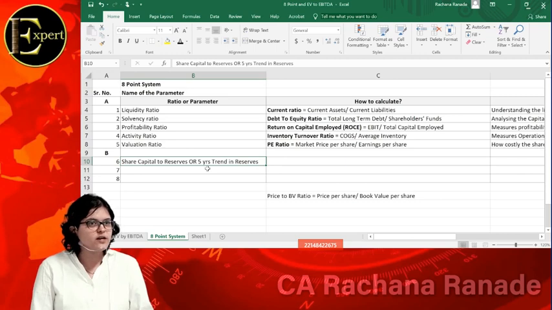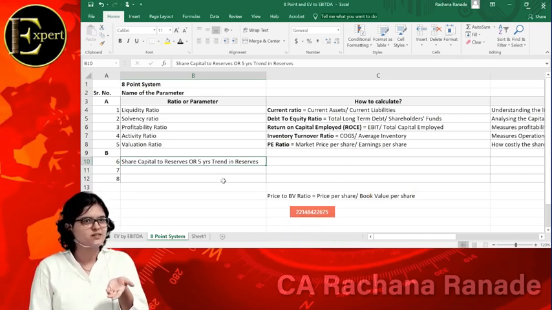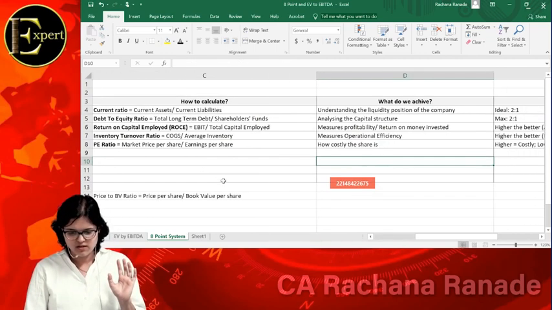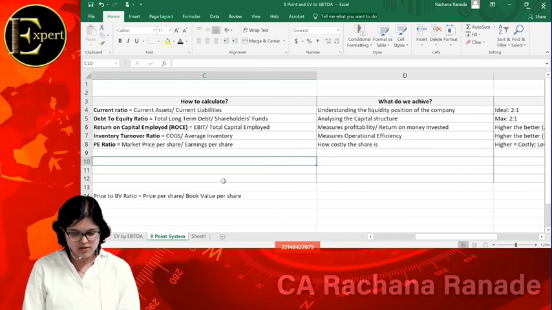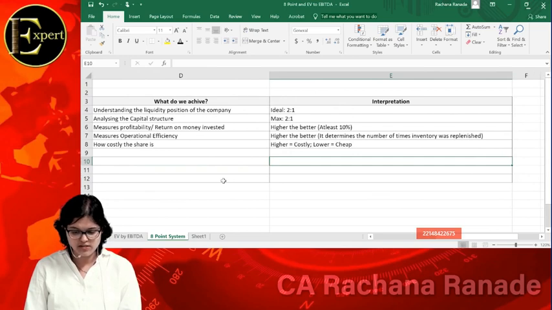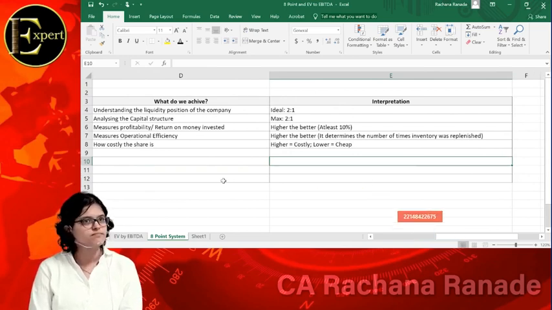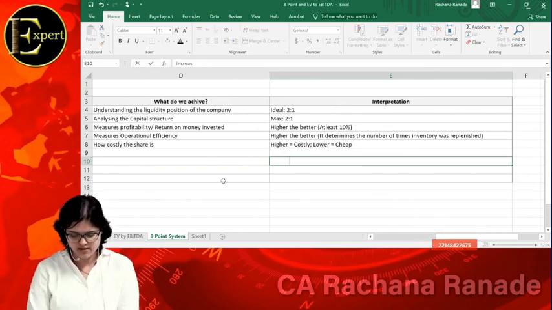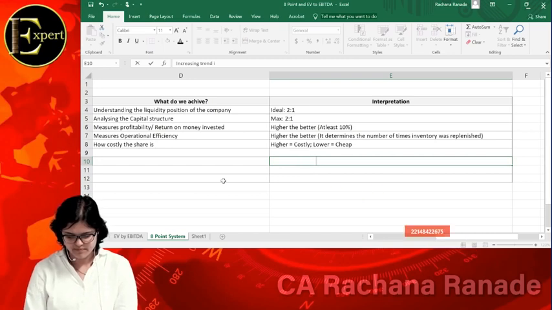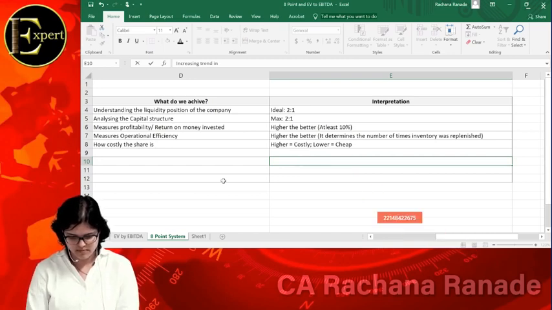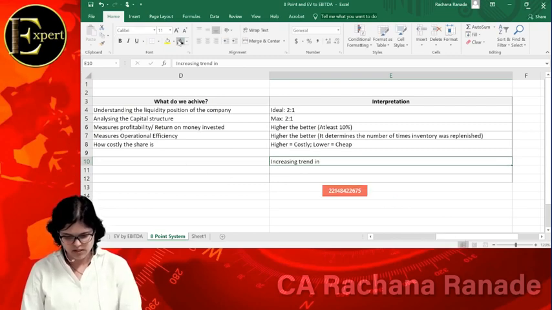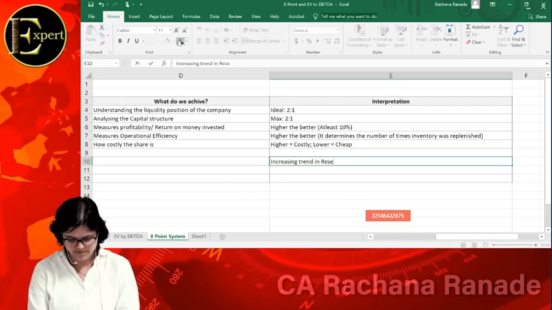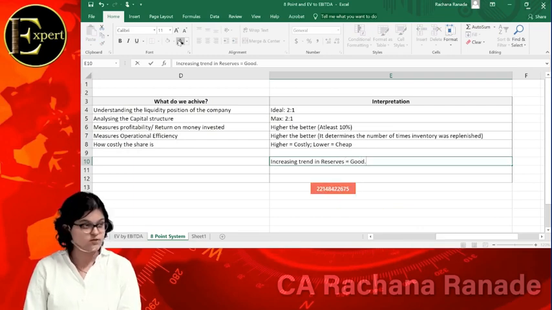There's nothing to calculate here, right? We were just looking at the balance sheet. So how to calculate is dash. What do we achieve is also nothing, but what is the interpretation, tell me? Increasing trend in reserves is equal to good. This is the first interpretation.